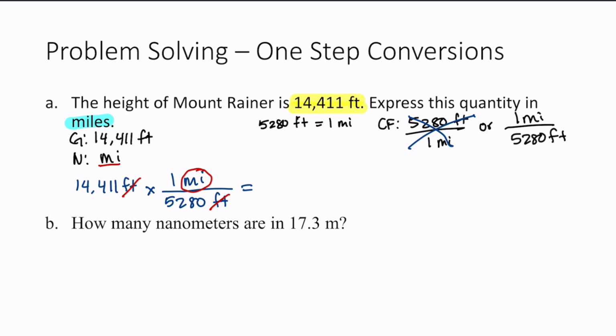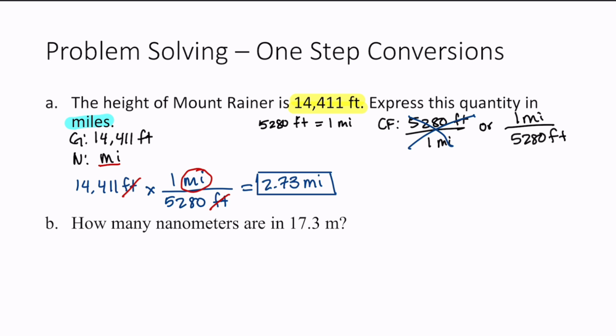So now I can plug this into my calculator. I'll multiply everything across the top and then divide it by everything across the bottom. And when I do that, I get 2.73 miles. So that would be my answer. There are 2.73 miles in 14,411 feet. Or I could say the height of Mount Rainier is 2.73 miles.